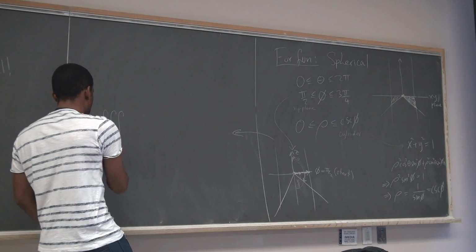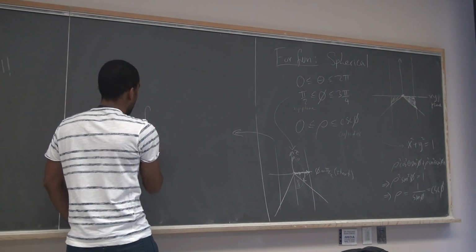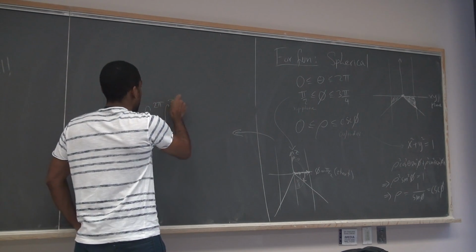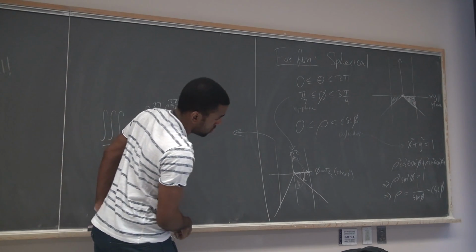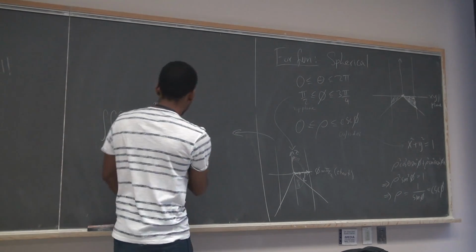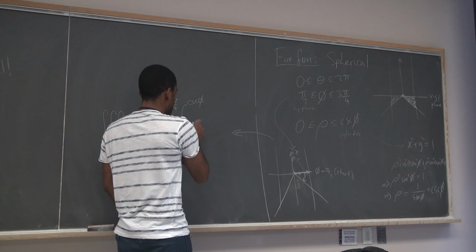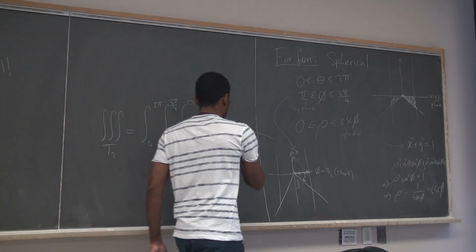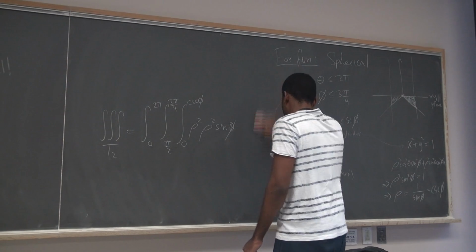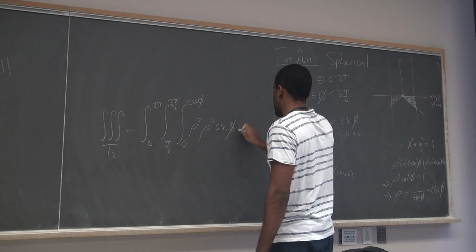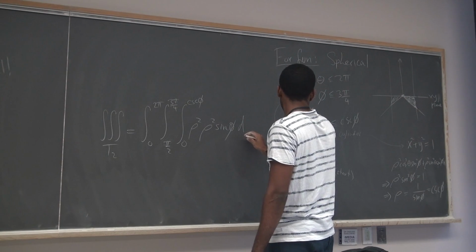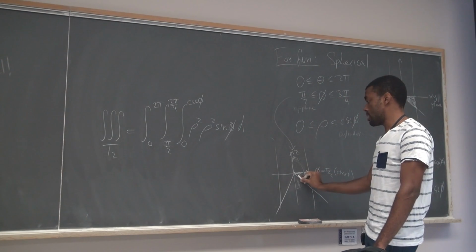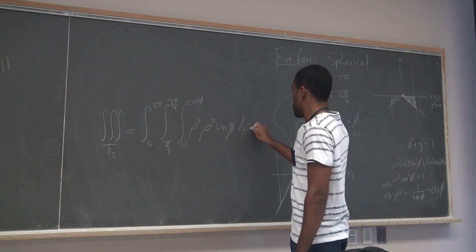The triple integral over T2 in spherical would be 0 to 2 pi, pi over 2 to 3 pi over 4, rho is 0 to cosecant phi of rho squared sine phi. So we don't need two integrals here, but it was kind of annoying setting it up. Isn't it 0 to 3 pi? No, because you start at the XY. I start at the XY plane. Remember, this is my shaded region. I'm starting here and extending here. d rho, d phi, d theta.